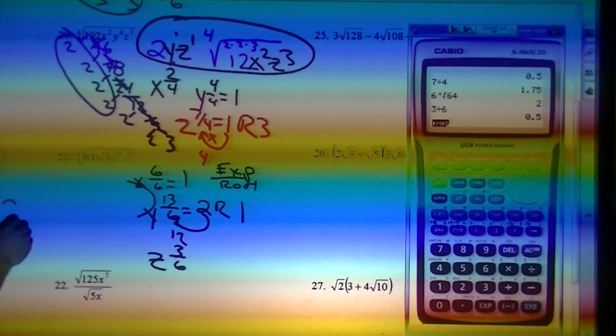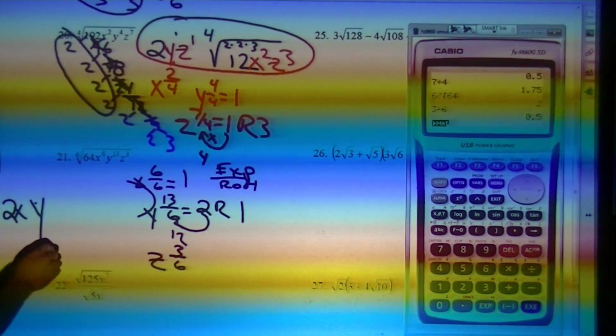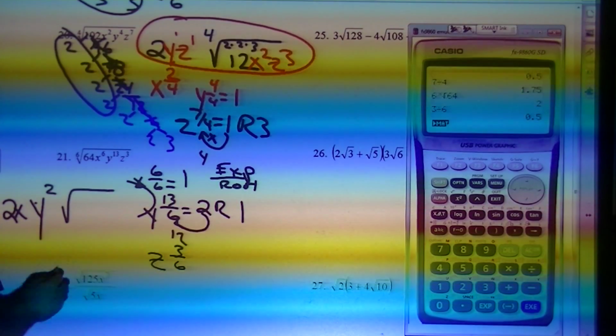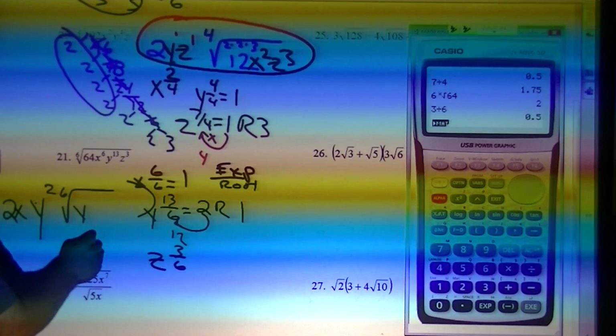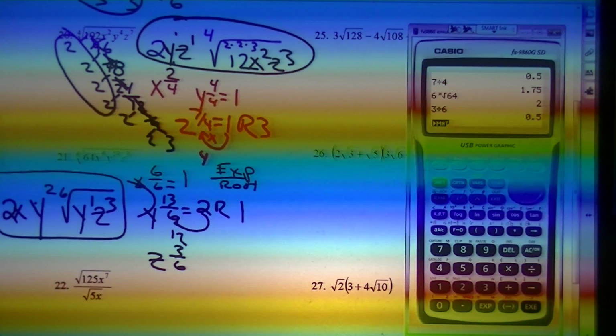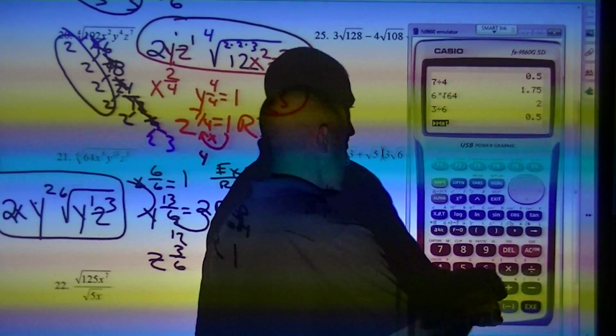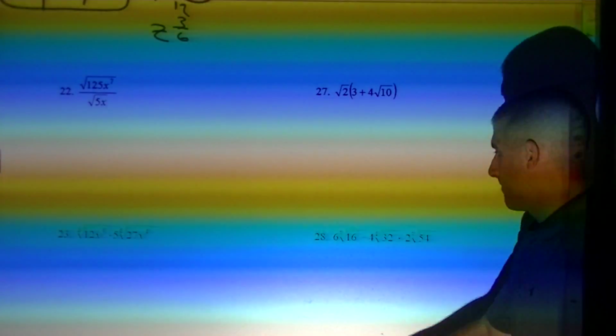Okay, so I got 2. All right, I got x. All right, I got y. 2. Square root, all right, with the 6 there, I got y to the 1 and z to the 3, and there's my answer. Moving on to this next problem.